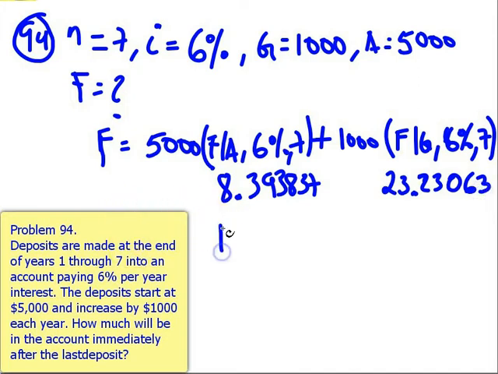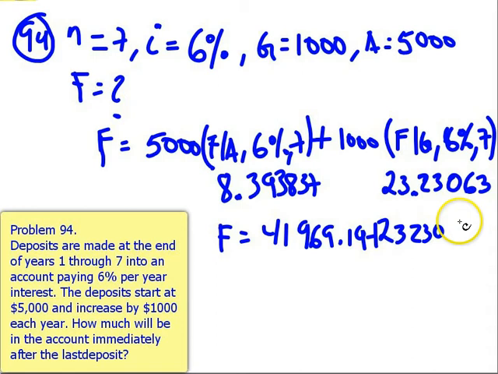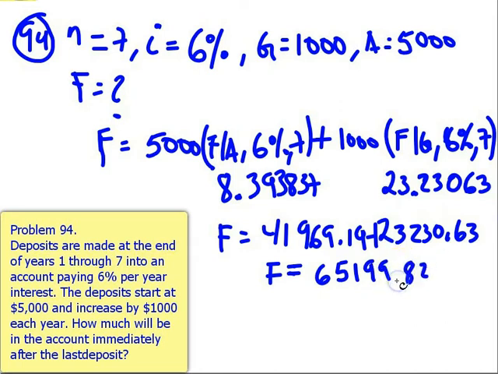Therefore the future value after all the computations is equal to $41,969.19 plus $23,230.63, and the future value is $65,199.82. And that's problem number 94.